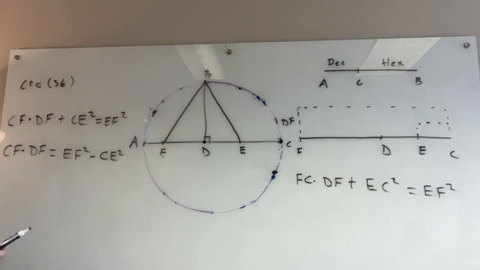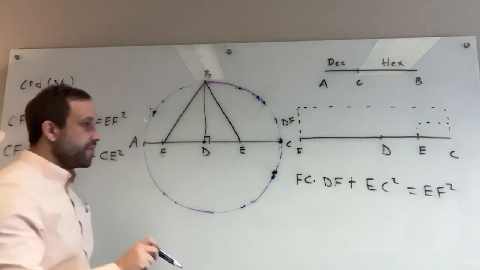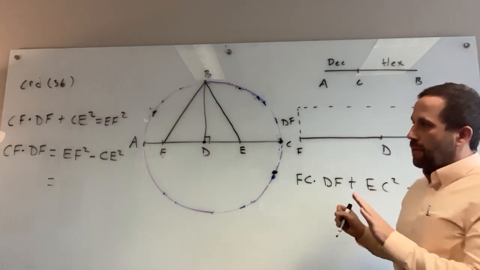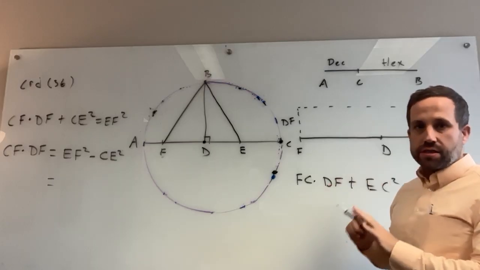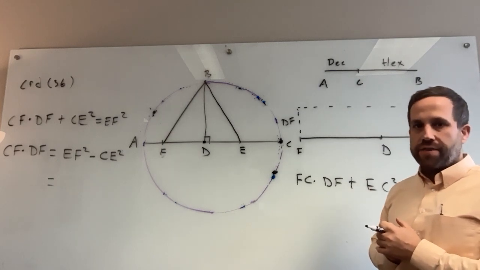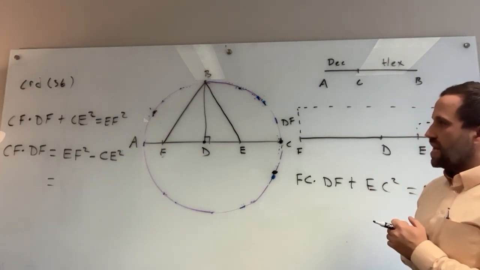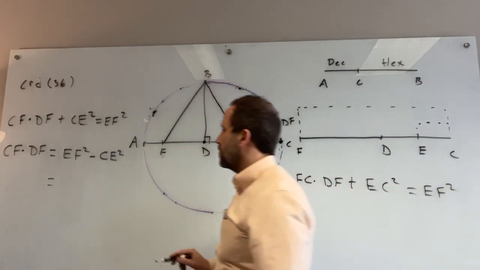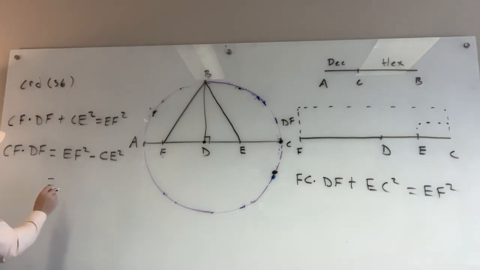Now I've got EF squared minus CE squared, and this looks like the Pythagorean theorem, and I've got a right triangle. I want to recognize EF as being the side length of a triangle, like the hypotenuse of a right triangle, and CE as being the leg of that same right triangle. Well, this is good because EF is chosen so that EF is equal to EB. And look, EB is a hypotenuse of a triangle. So this is going to be BE squared, to keep the order.